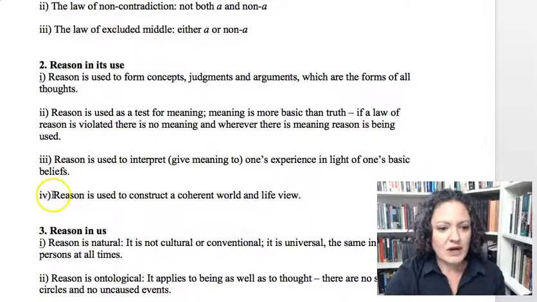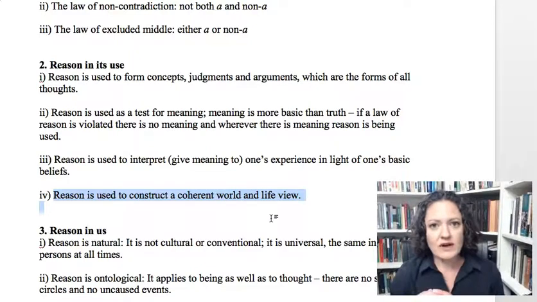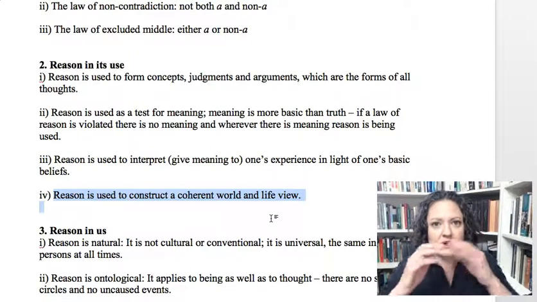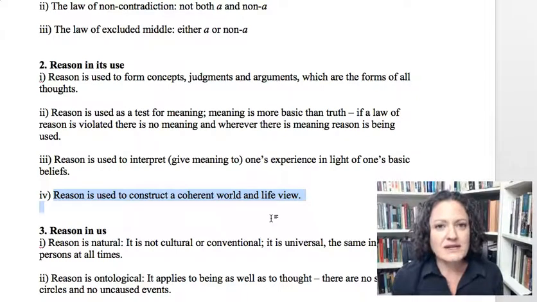We also talked about how reason is used to construct a coherent world and life view. We'll call this the constructive use of reason, where we're starting from a foundation and building a coherent world and life view. And I also talked about how I drew pictures of that on the board in class. So what I want to do now is give you an illustration of what that house looks like, and that could be a diagram that we use and refer to throughout the study. So let's look at that diagram.